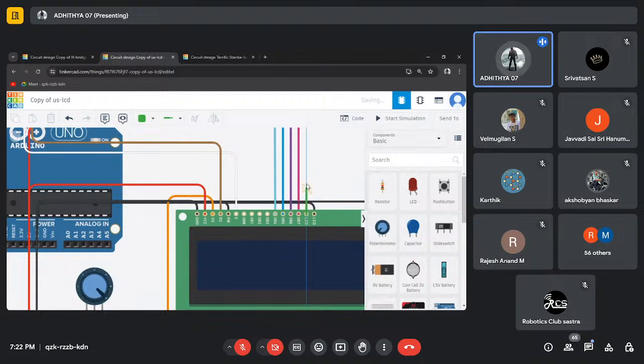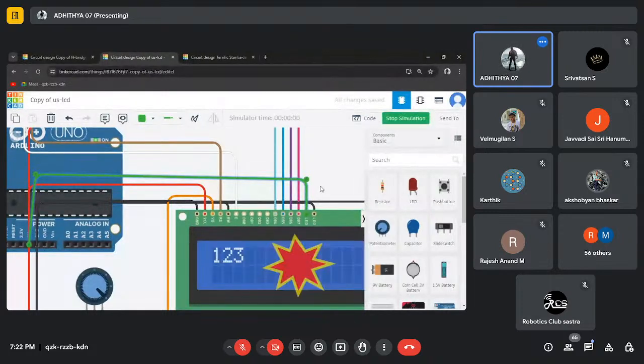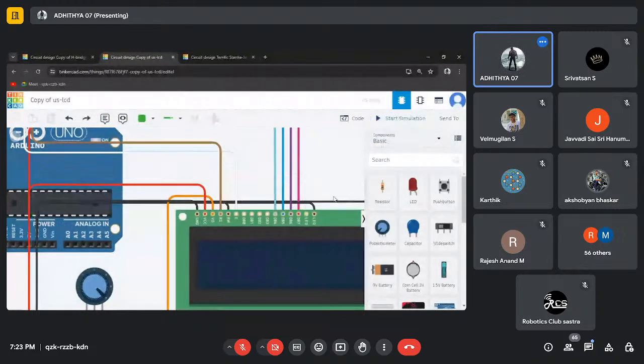Here I'm removing the resistor and connecting it directly to the 5 volt. Then if I start the simulation, it just blasts. The resistor is used so that the current doesn't go too high and an issue like this doesn't happen.